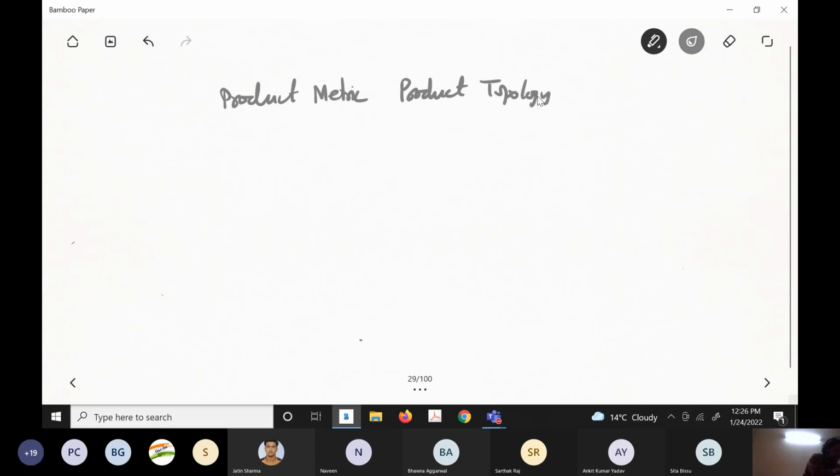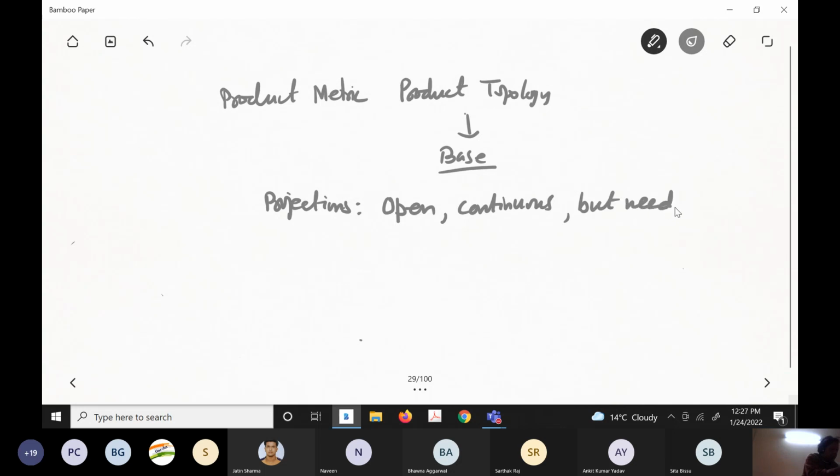And for the product topology, you should know that we have basically done it through basic open sets. And you have the projections. Projections are open and continuous, but need not be closed, because I have already given an example. In special cases it may be closed, but in general it need not be closed. So this much you need to know about the product topology.